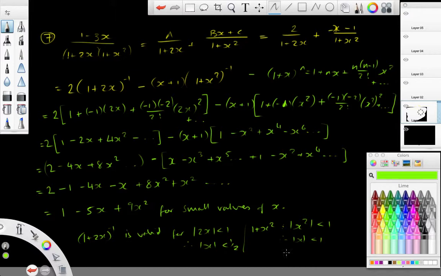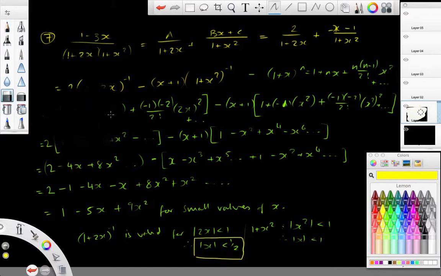Now we need to choose the more restrictive of those, so this value here is going to be the one for which the whole expansion is valid. Alright, okay. Right, let's move on. So I'm just going to run this out.